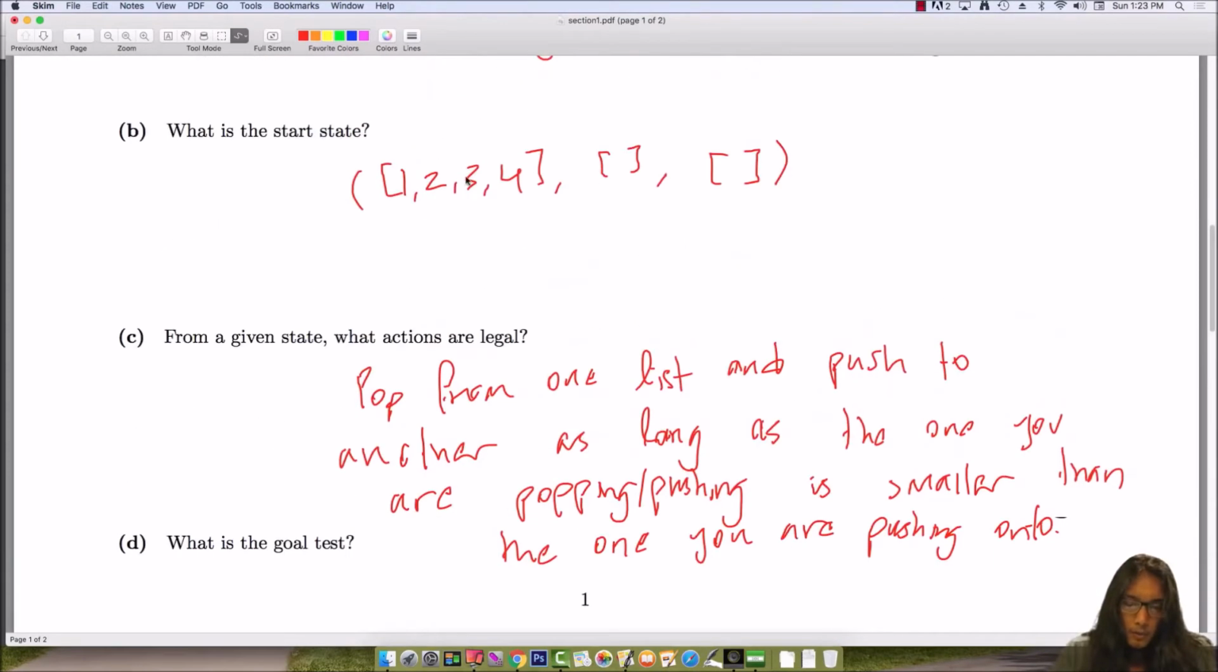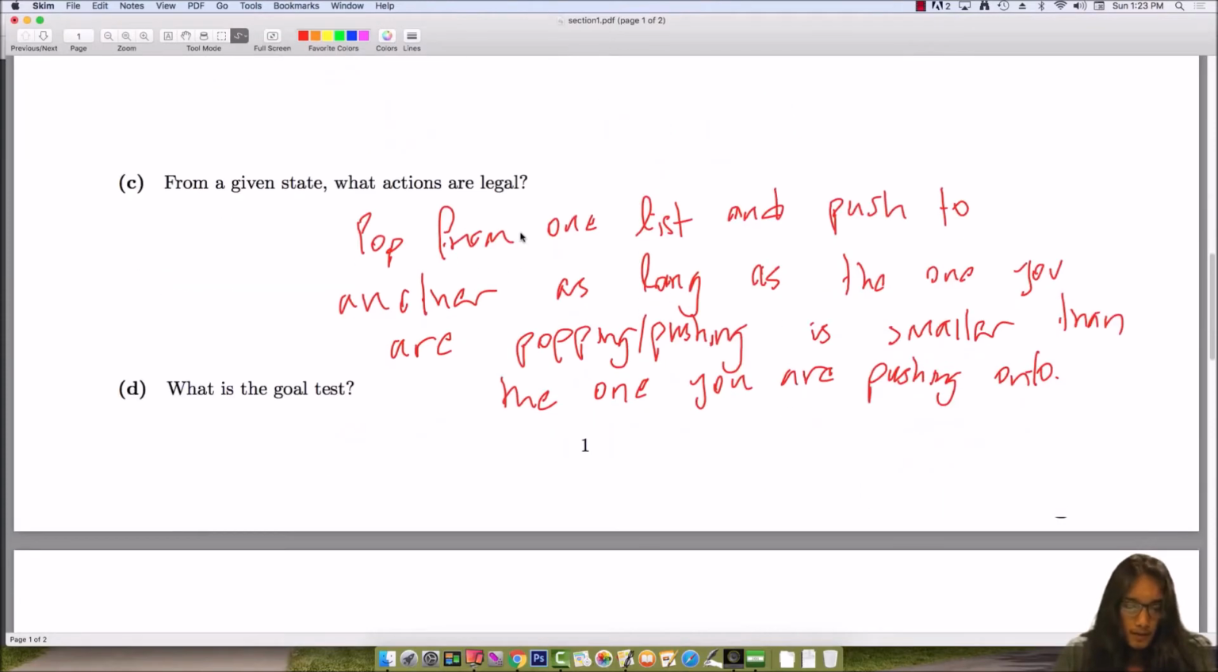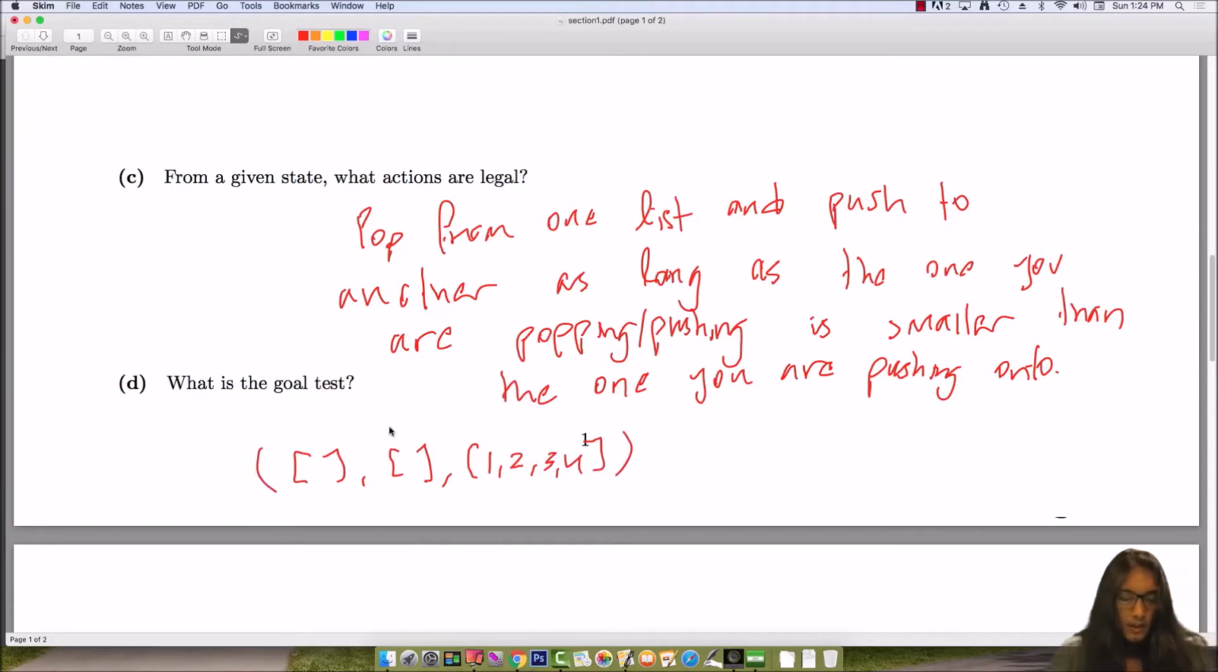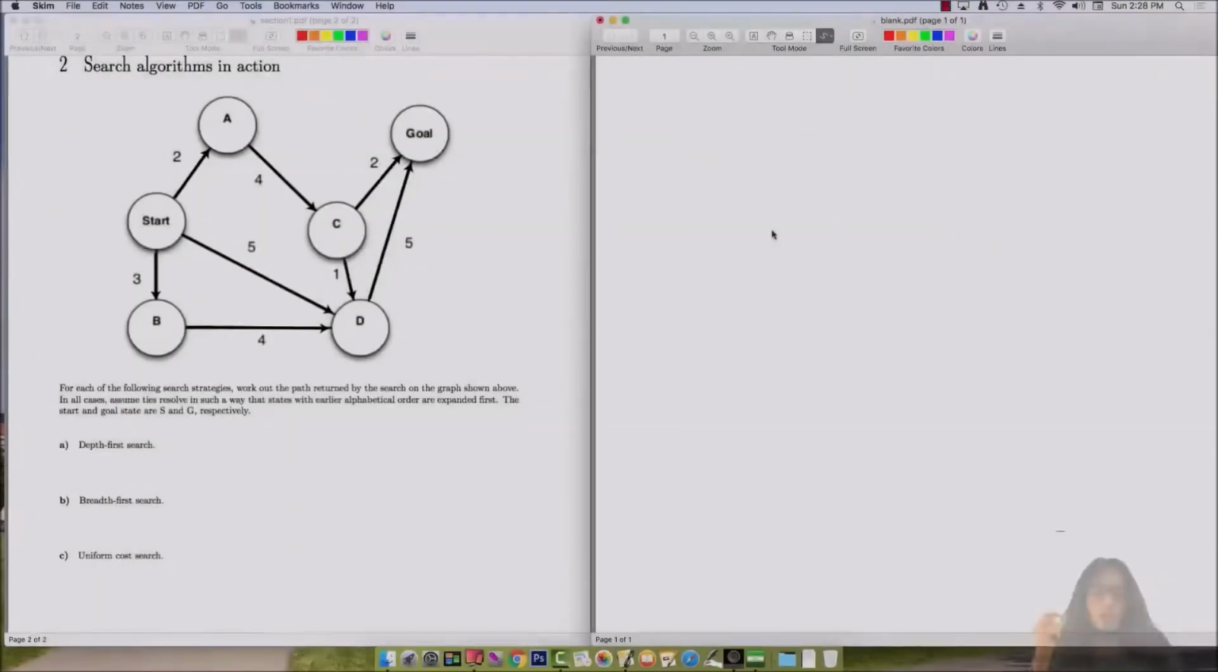What does that look like in terms of our state representation? It's similar to the start state, except all 4 of these are in the 3rd list, they're not in the 1st list, right? So if we want to write that down, it looks like the 1st list is empty, the 2nd list is empty, and the 3rd list is 1, 2, 3, 4. And that's it for the first problem.